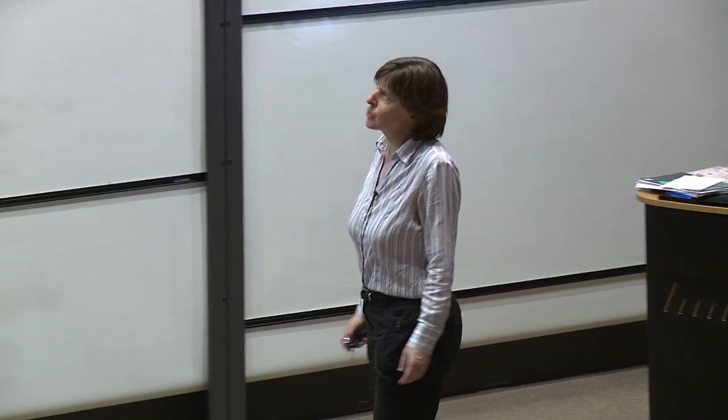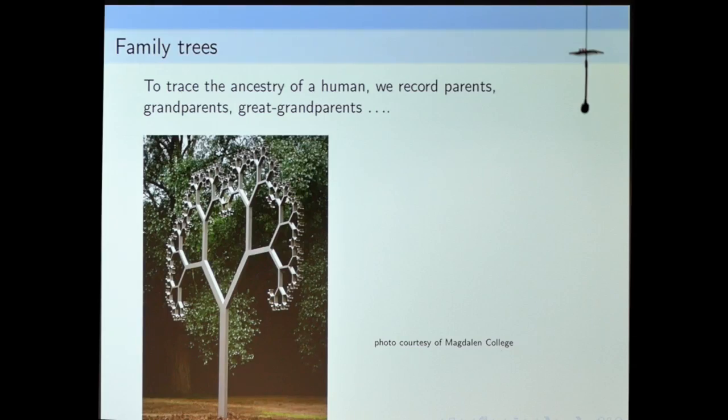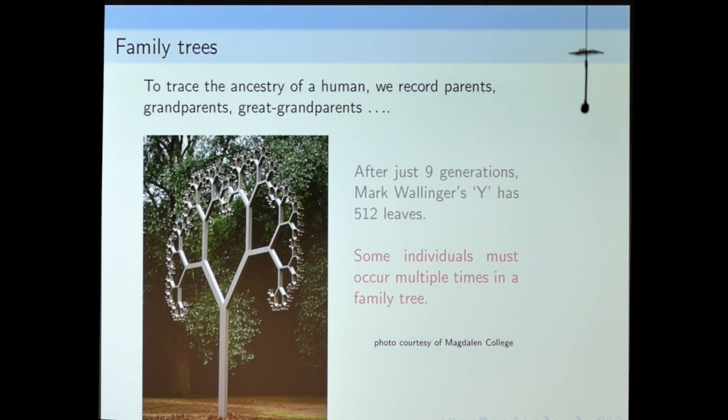So I've said genealogical tree, and I'm deliberately saying that, not family tree. So let's try and explain why. If I want to plot my family tree, what do I need? I need my parents and my grandparents and my great-grandparents and so on. And the number of individuals in each generation is growing really very, very quickly. And I think that's quite nicely illustrated by Mark Wallinger's Y. You can find this sculpture in the grounds of Magdalen College, and thanks to David Clary for sending me the photo.